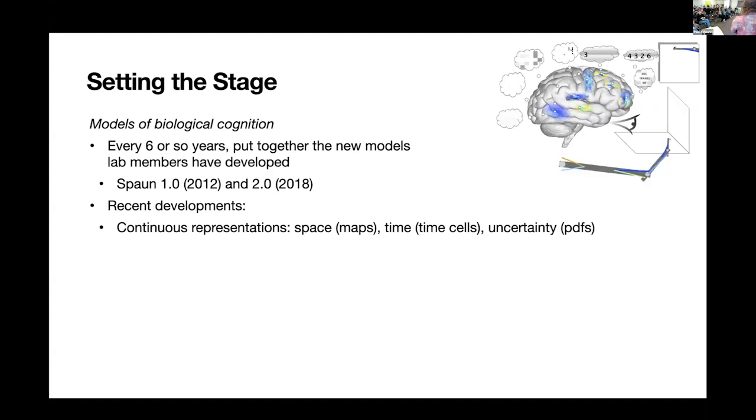So Spaun 1 and 2 came out about 6 years apart. And the theoretical advancements that we've made since Spaun 2.0 are understandable in terms of introducing continuous representations.